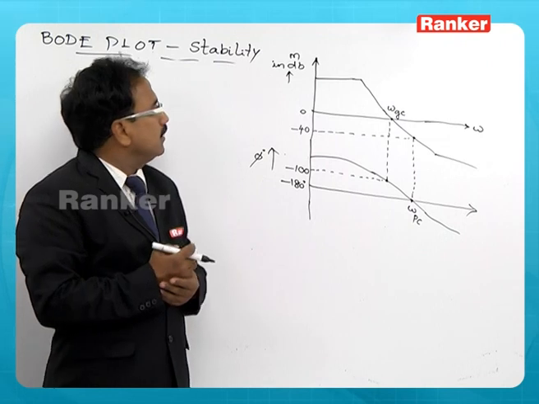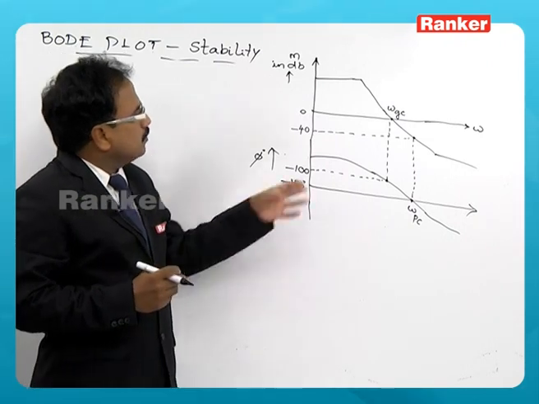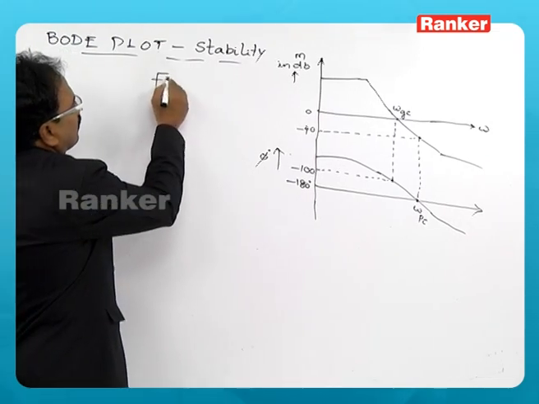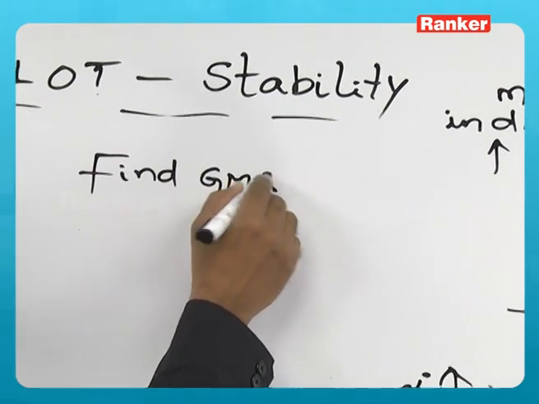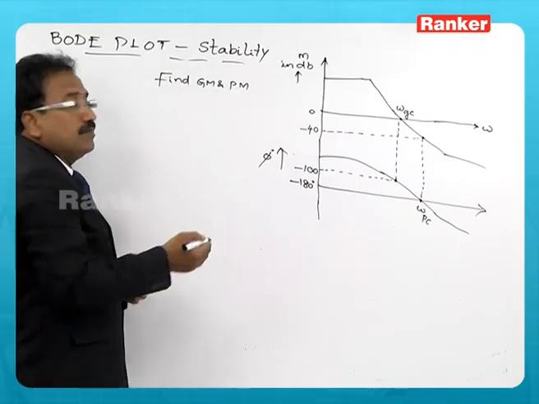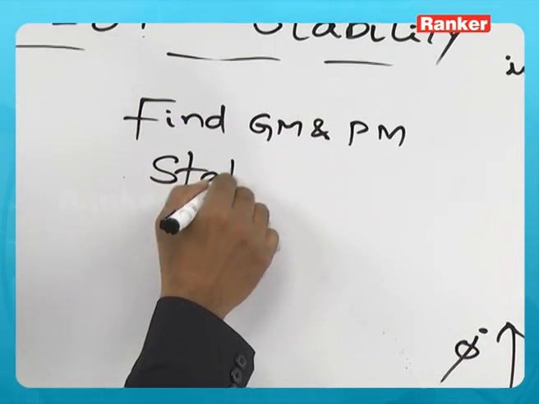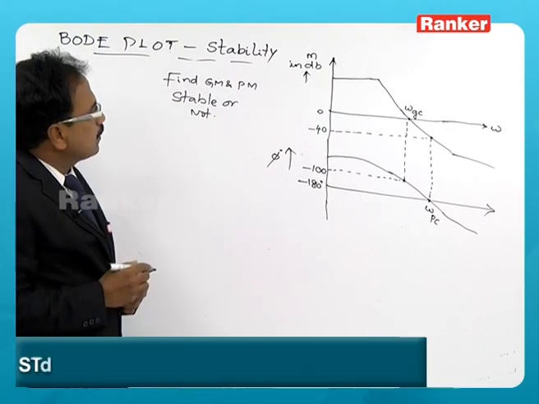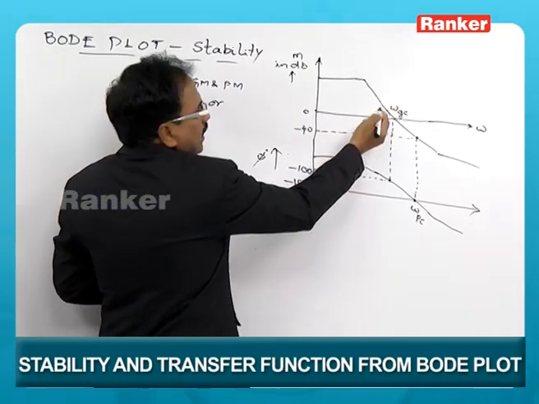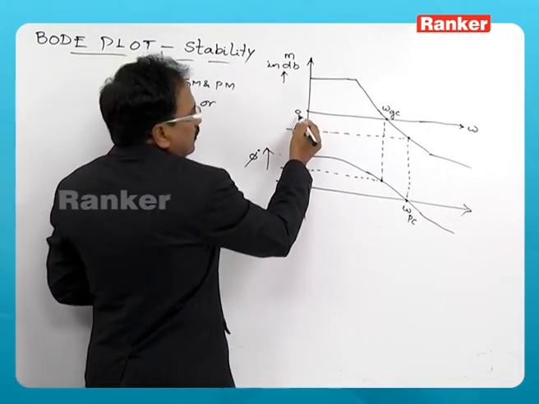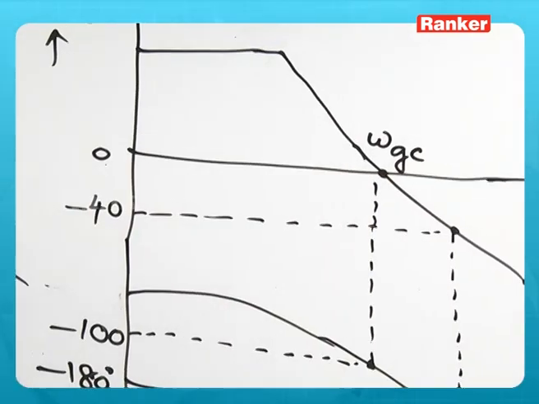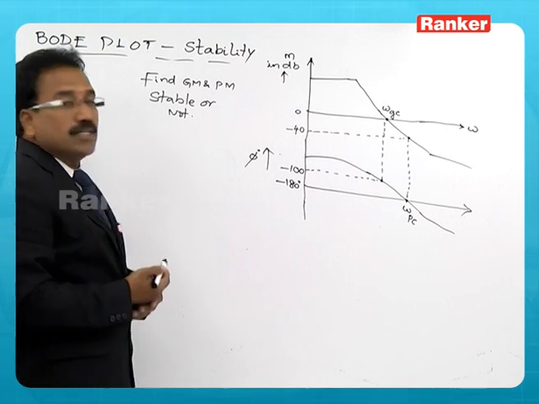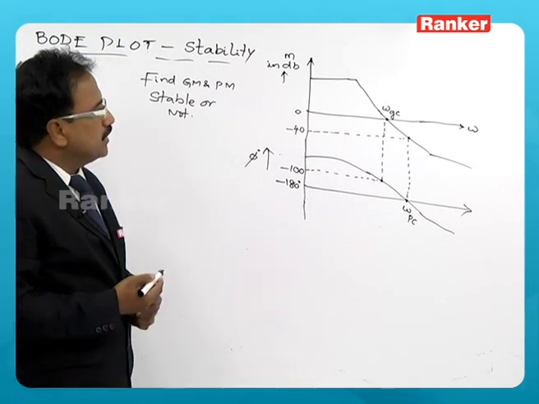Look at this example. You are expected to find out the gain margin and phase margin, and the status of the system, whether it is stable or not, as it is the given system. So, this is the magnitude plot crossing the 0 dB line at omega gc, and this is the phase plot crossing the phase minus 180 degrees at omega pc.